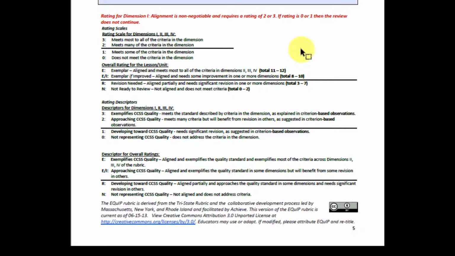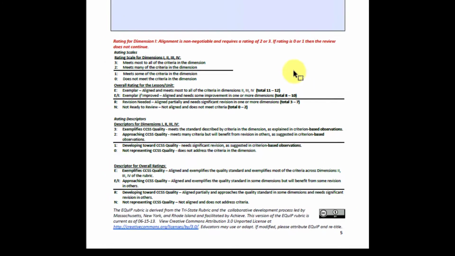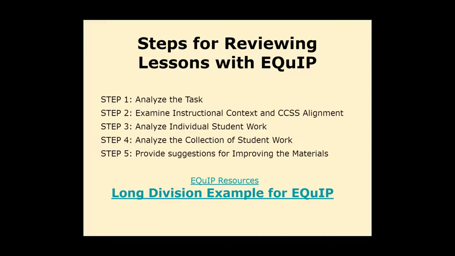So it's not asking you to delve deeply into something that ultimately is not going to be any use. Like, we don't want anything that is not aligned with the standards first. So now that we've seen the dimensions for the rubric, let's look at the discrete steps for the task.